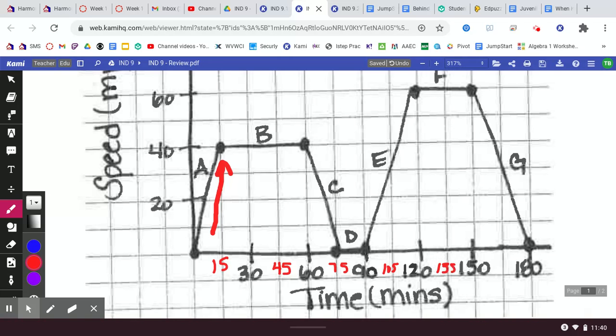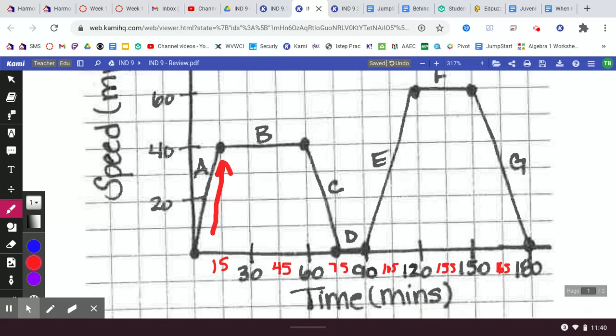135, 165, right? Because each one of the ticks equals 15. So from A to B, they increase from a stop up to 40 miles per hour over 15 minutes. Okay? So this is not Laura driving.